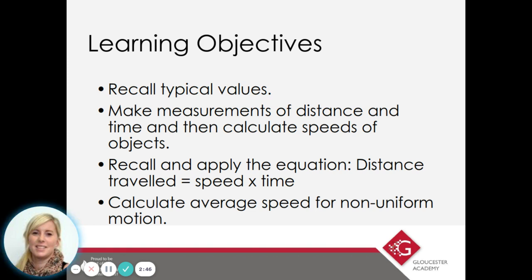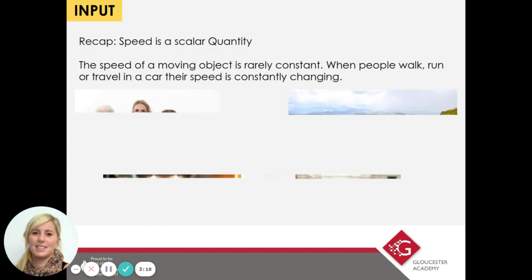So for example, how could you look outside and see a car maybe drive by? What could you do to measure distance and time? So could you look and measure, say, the distance between 2 lampposts, and then with a stopwatch or on your phone use a timer to see how long it takes for a car to go between 2 lampposts and then calculate the speed. We need to recall and apply the equation. So we need to work this equation out and practice using it, and then calculate average speed for non-uniform motion. So we'll do all of that today.